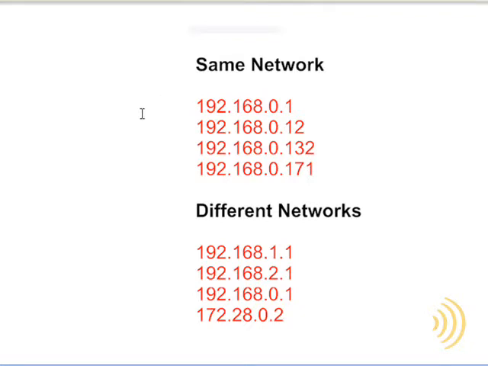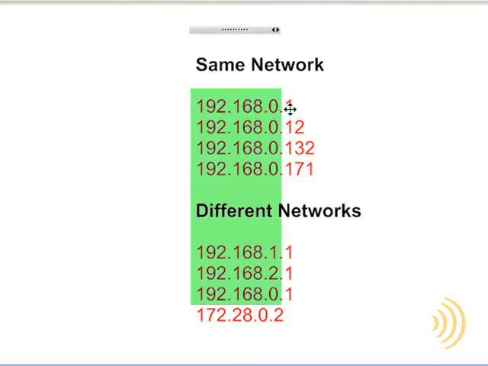Now, while IP addresses may look like just one simple string of numbers, an IP address is actually comprised of two parts. There's the network portion and there's the host portion. The network portion basically shows which network the host is on, and the host portion basically shows which computer, printer, or other network device we're talking about on that network. So it's kind of like a street address.